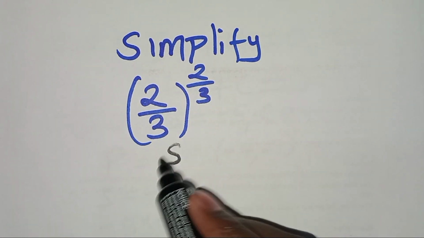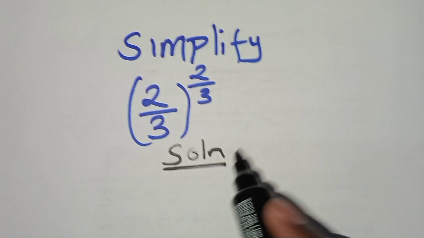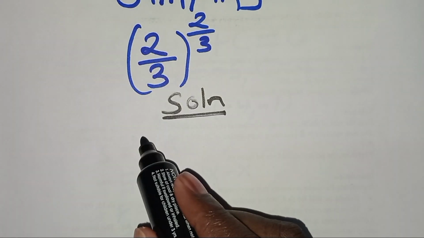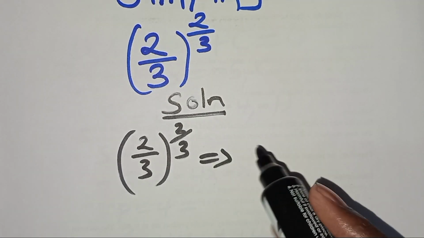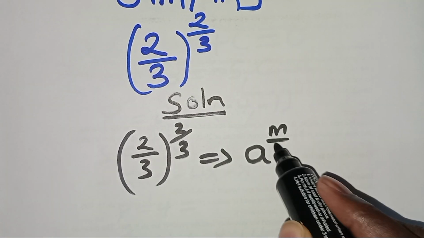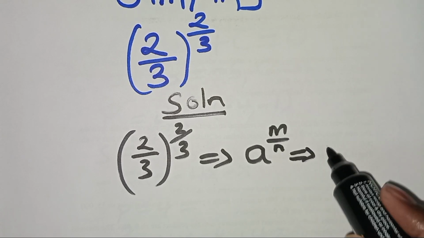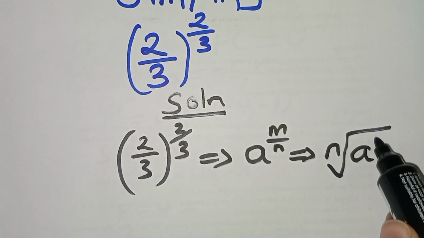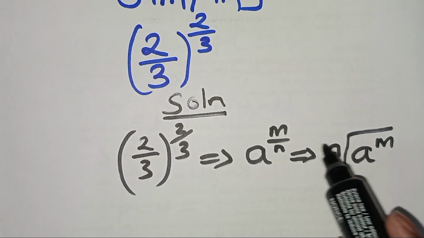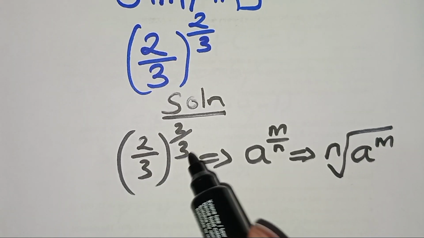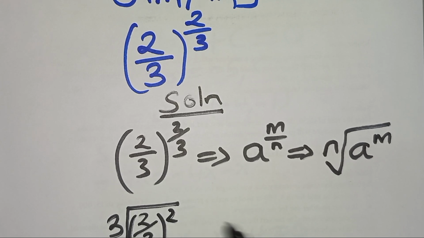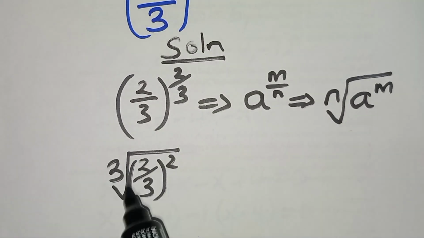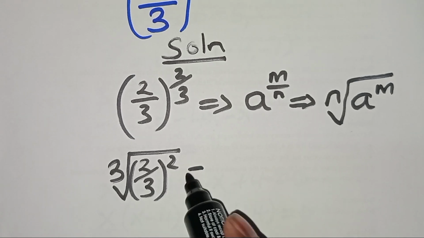Now, solution. We have that (2/3)^(2/3). This is basically in the form of a to the power m over n, which we can express as the nth root of a to the power m. Applying this property, (2/3)^(2/3) can be expressed as the cube root of (2/3) raised to power 2. This is the cube root of (2/3) squared.